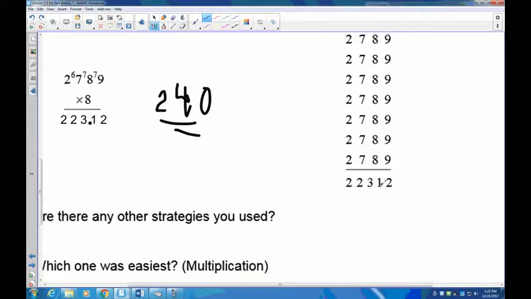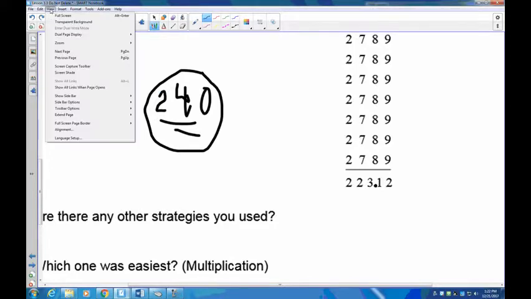Same thing happens over here. The decimal goes right there. So having the estimate helps me place the decimal correctly. All right, so let's take a look at our next problem.